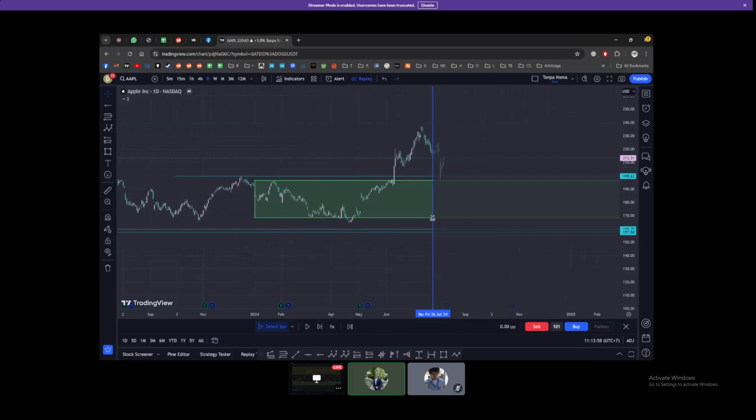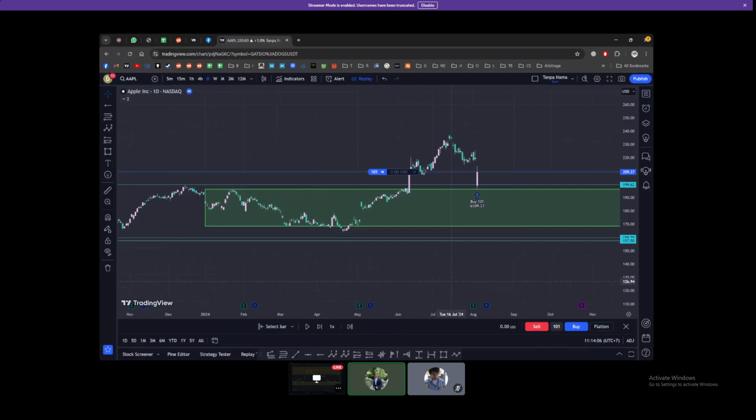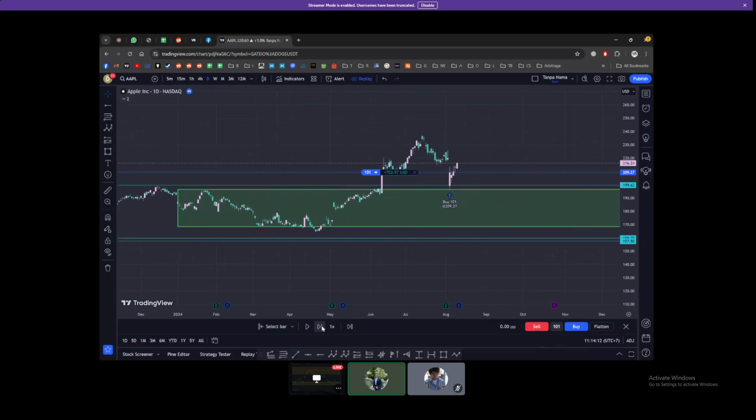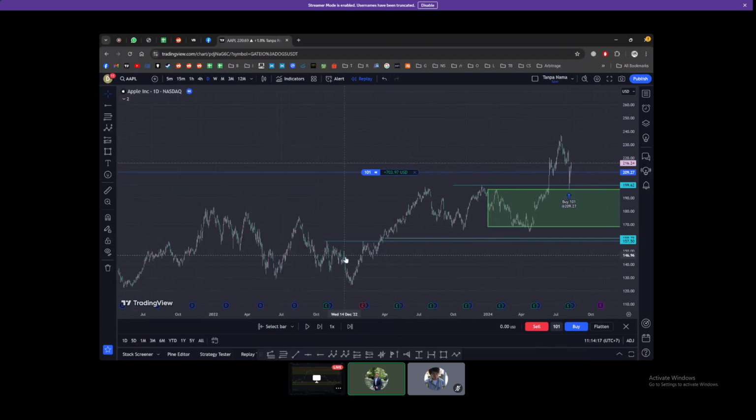See that drop which happened with the gap down? That's where the Japanese yen carry trade blew up, and the market did an immediate gap down. Now even here you can see it on the hourly chart. The market opened exactly at that level and started pushing higher.